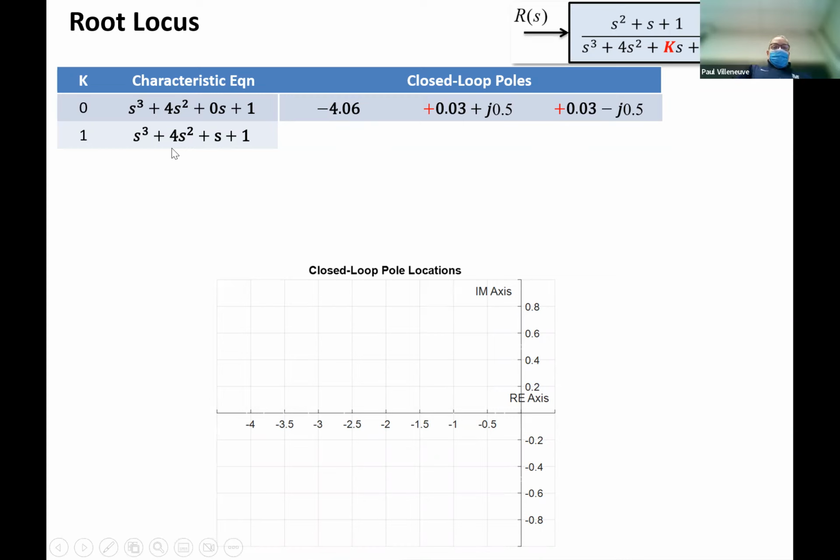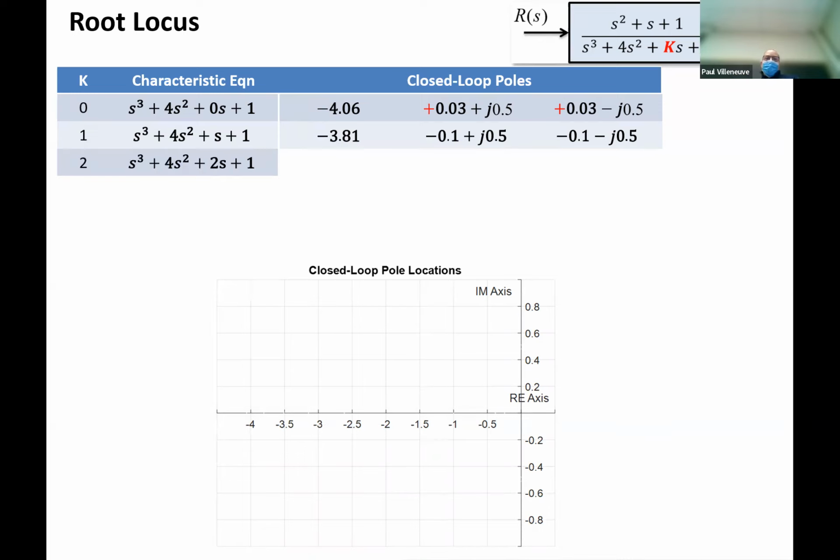I plug in my value of K equal 1. Now I run through and plug in my roots in MATLAB, and I get minus 3.81 and minus 0.1 plus or minus j0.5. I continue, I go to 2. What do I get for 2? I get minus 3.51 and minus 0.24 plus or minus j0.47.